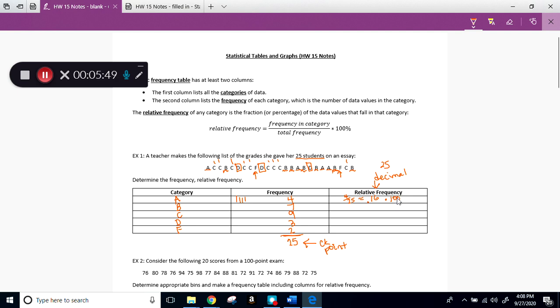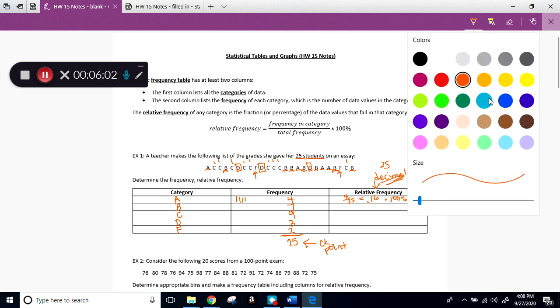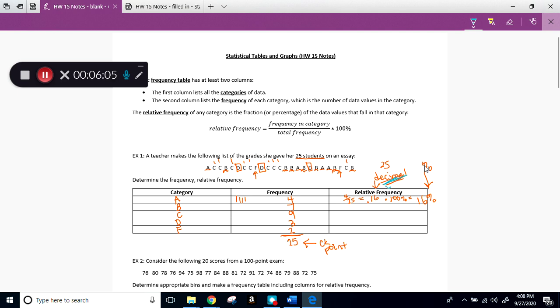Times 100, or 100%, equals 16%. So they could either ask you for the percentage, or they could ask you for the decimal. Okay? Now, let's just pretend like they're asking you for the percentage on this, and we're going to kind of skip the decimal. But you see that you could do both. I hate to do that.